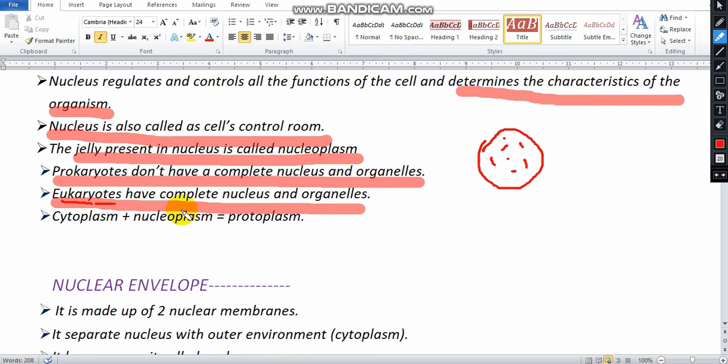Previously, as I said, as evolution takes place, the membrane came, which is the nuclear envelope. So previously it was absent. So the cytoplasm and nucleoplasm, the fluid which is present in the cell and the fluid which is present in the nucleus, were all mixed. But now it is not like that. Now we say that the fluid which is present in the cell is cytoplasm and the fluid which is present in the nucleus is nucleoplasm. But previously they were both combined and it is called protoplasm. This is very important: cytoplasm plus nucleoplasm is nothing but protoplasm.